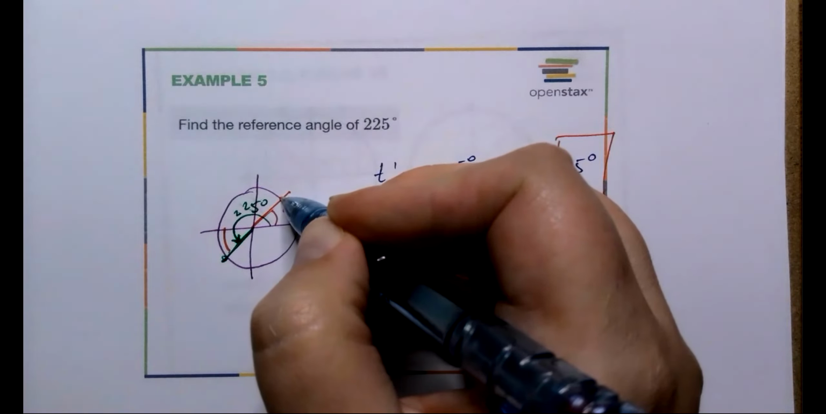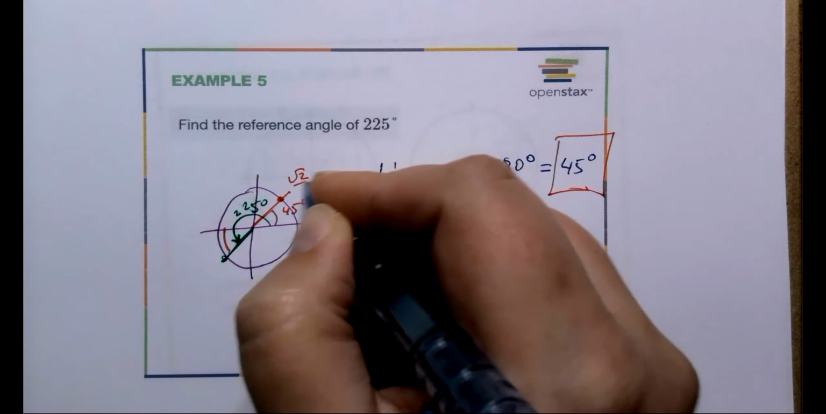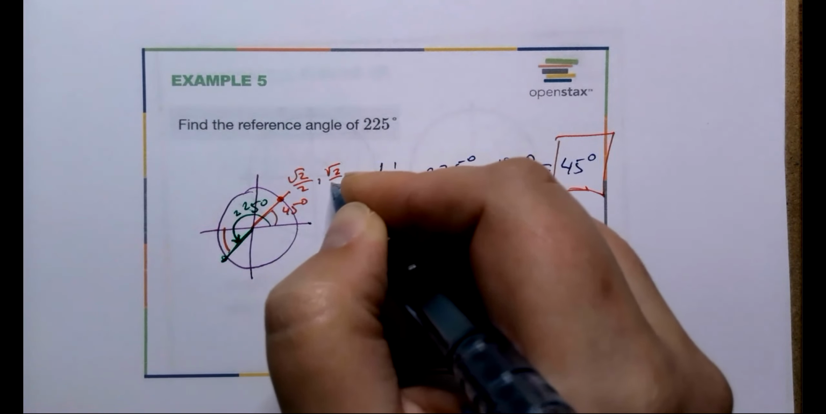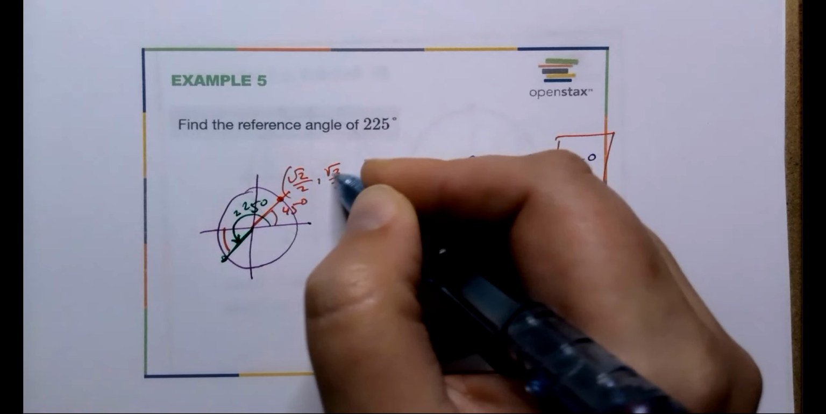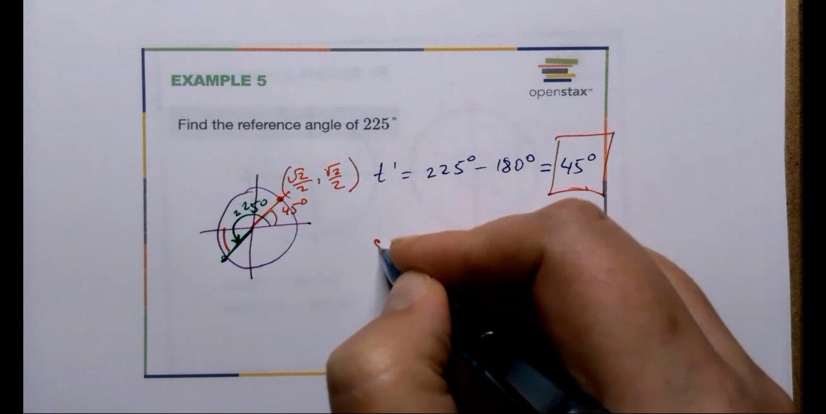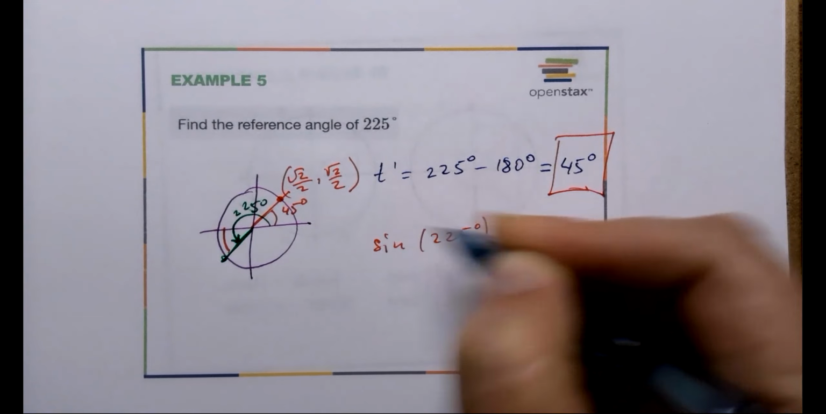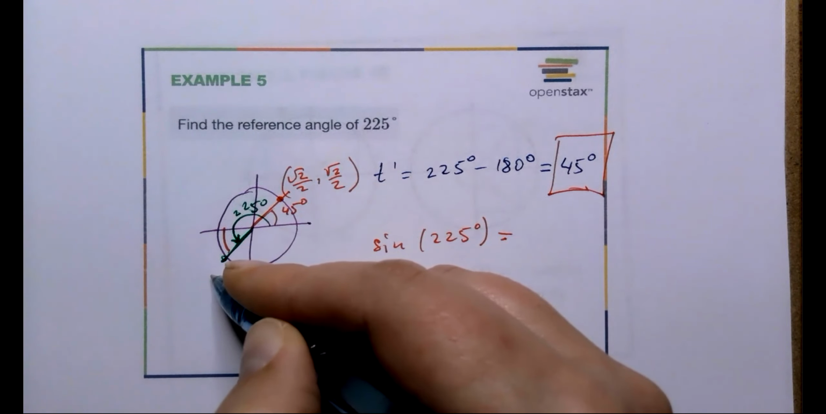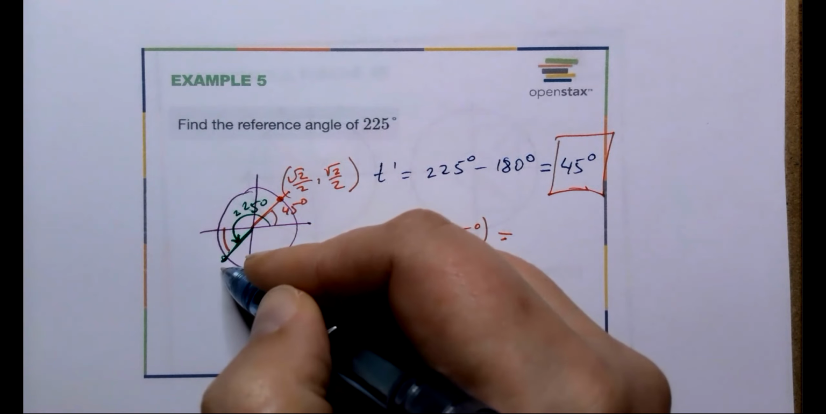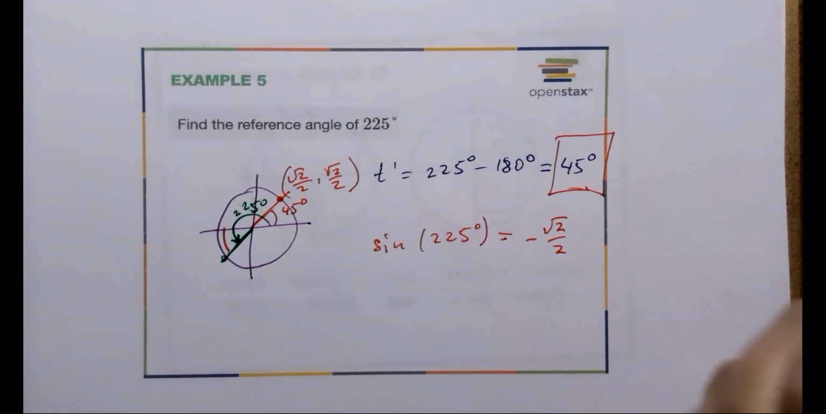Well, I know that for 45 degrees, the sine is square root of 2 over 2, and the cosine is also square root of 2 over 2, although this is cosine, this is sine. Now, do I know the sine of the 225 degrees angle? Well, it's right here, and the sine is the y coordinate, so it's going to be negative, but it is negative square root of 2 over 2. And I can figure out the cosine in a similar manner.